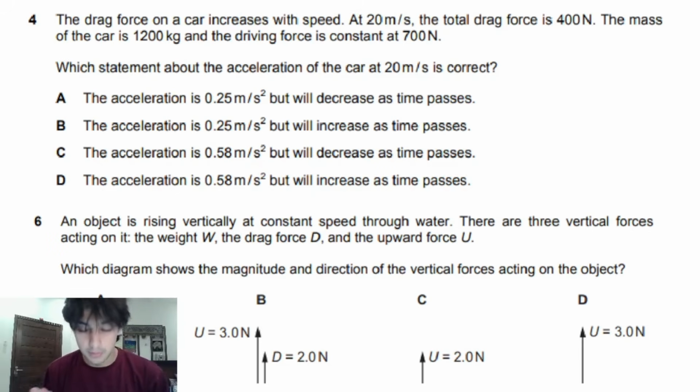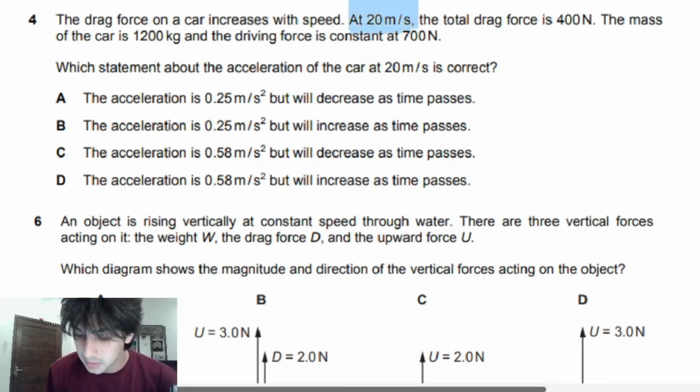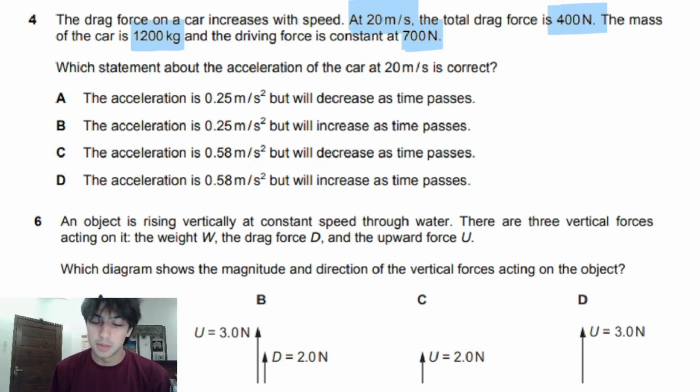So let's just start solving this, okay? A drag force on a car increases with speed. At 20 meters per second, the total drag force is 400, the mass of the car is 1200, and the driving force is 700. अब देखो इस तरह का सवाल आता है. You just gotta envision all those values in your mind, you know what I'm saying? So which statement about the acceleration of the car at 20 meters per second is correct?